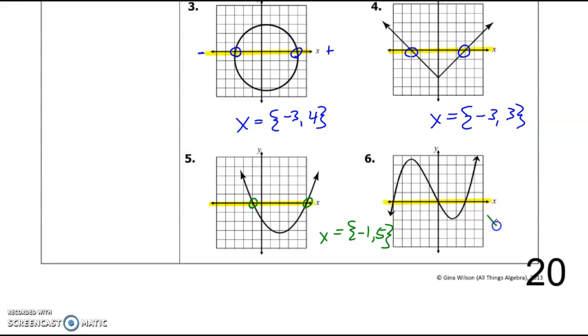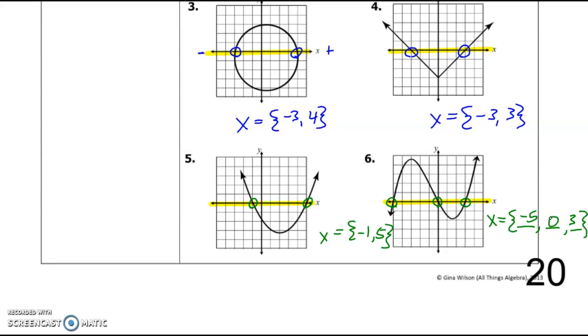And for number 6, there's going to be 3 answers. So if you only have 2 answers, what would be the third answer for number 6? See if you can add that on there. So -5. Most people got -5 and 3. It's just this middle one. Don't forget about 0. Okay?